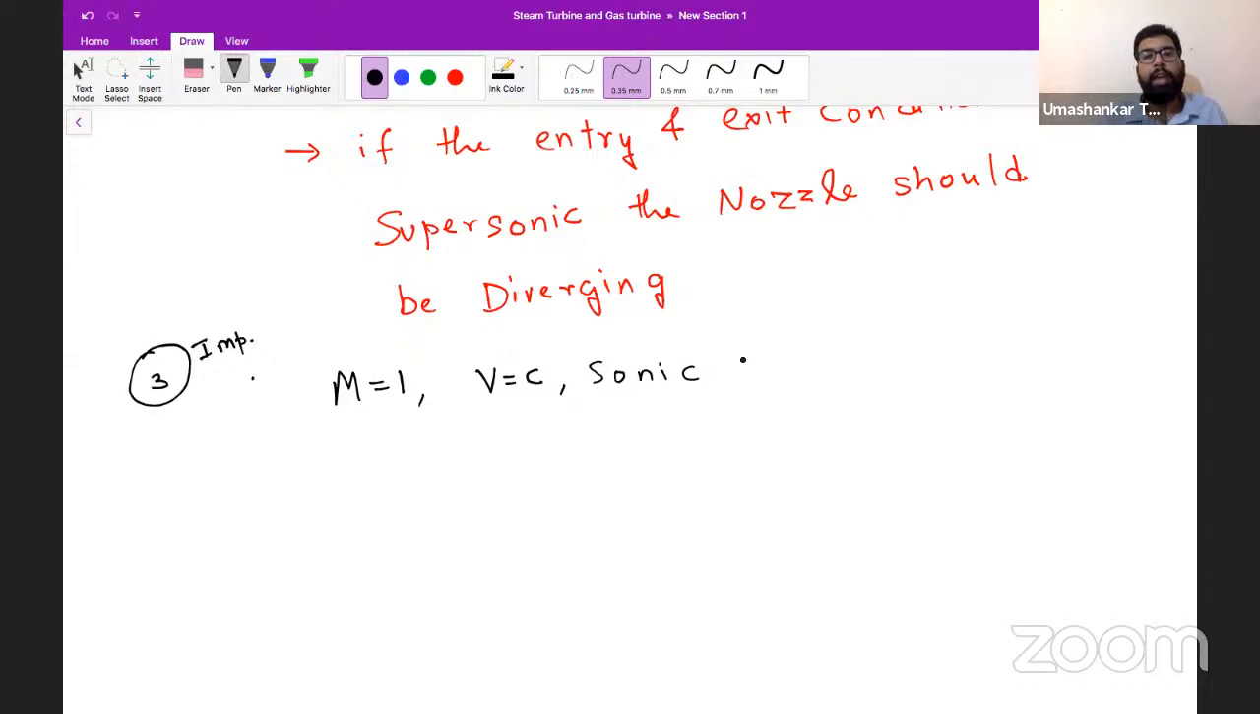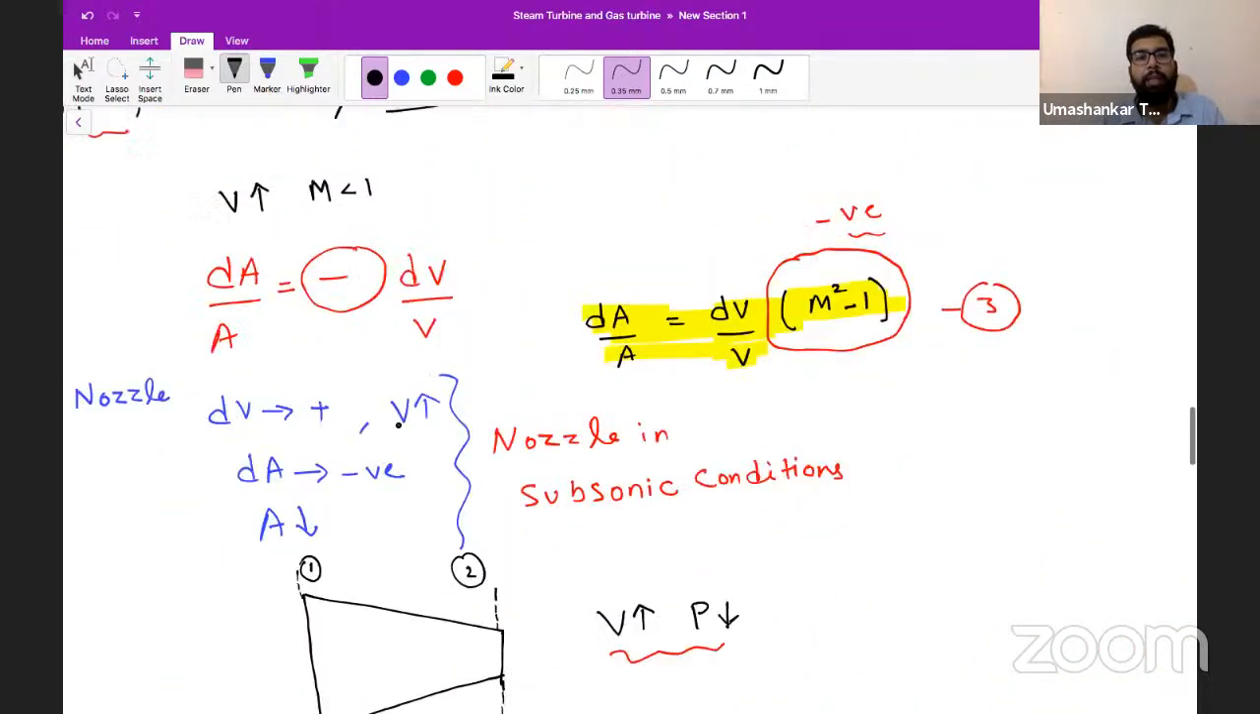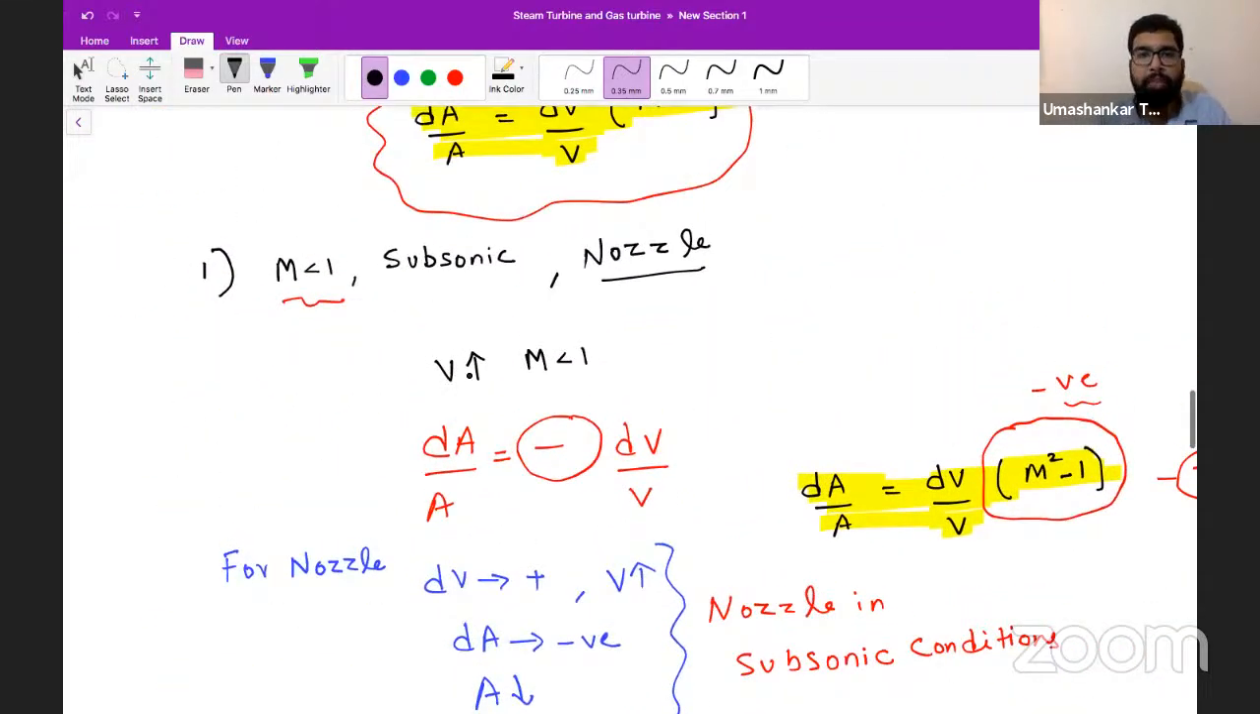So if the Mach number is 1, we call it sonic flow. Madhusmita, we are going to deal with that only. You are asking what will be the design of nozzle in sonic conditions. So here this is the third case. We have seen two cases till now, that when the M is less than 1, we are now knowing to design the nozzle in subsonic condition.